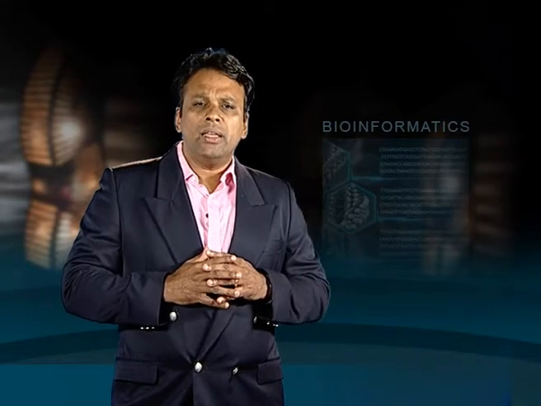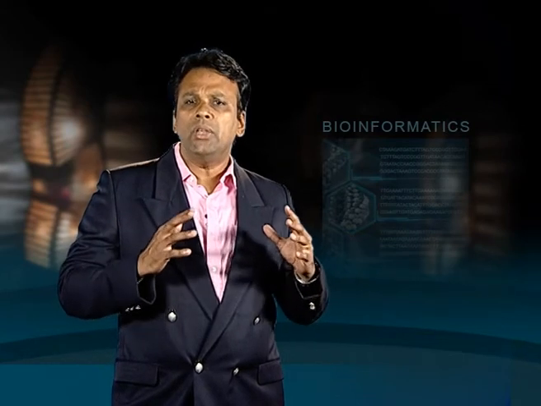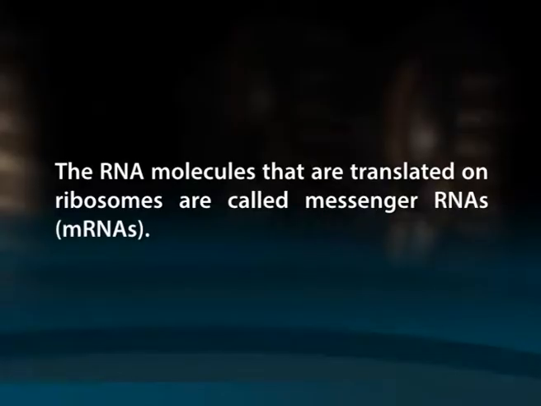The average half-life of a gene transcript in E. coli is less than 5 minutes. The average half-life of a gene transcript in eukaryotes is about 5 hours. The RNA molecules that are translated on ribosomes are called messenger RNAs, that is mRNAs.